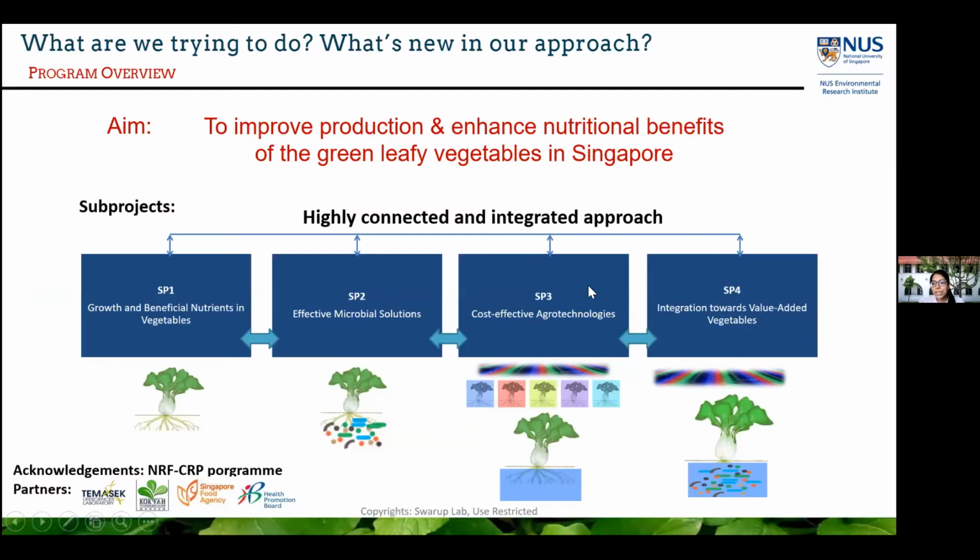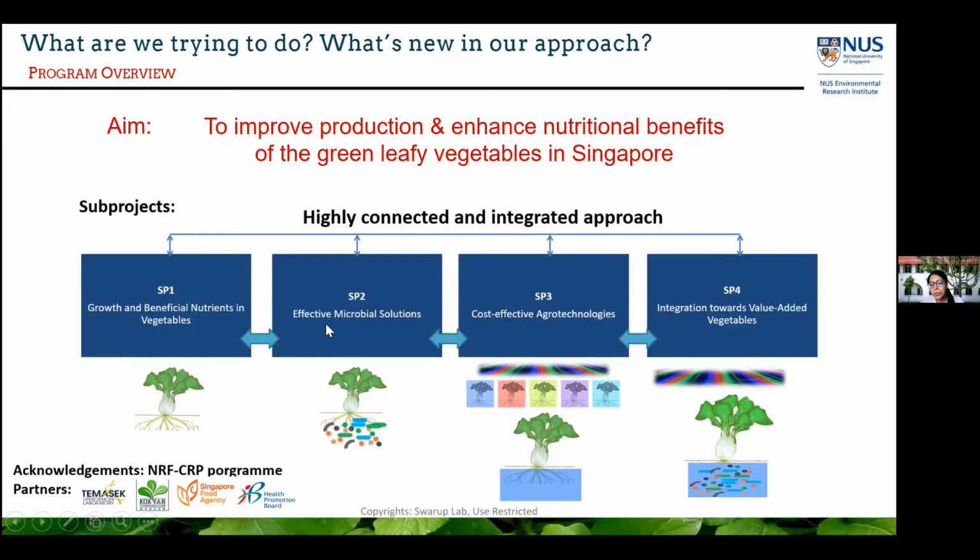One of our initiatives in this domain is on green leafy vegetables, because these are an integral part of the Southeast Asian diet. Not to mention, they are packed with a lot of good nutrients, including antioxidants and human health benefits. Here, I would like to highlight how we have integrated different disciplines. If you start from this side, we call it SP1, but this is just theme 1. This is mainly looking at crop production: the health of plants, the growth of plants, and the nutritional quality of plants.